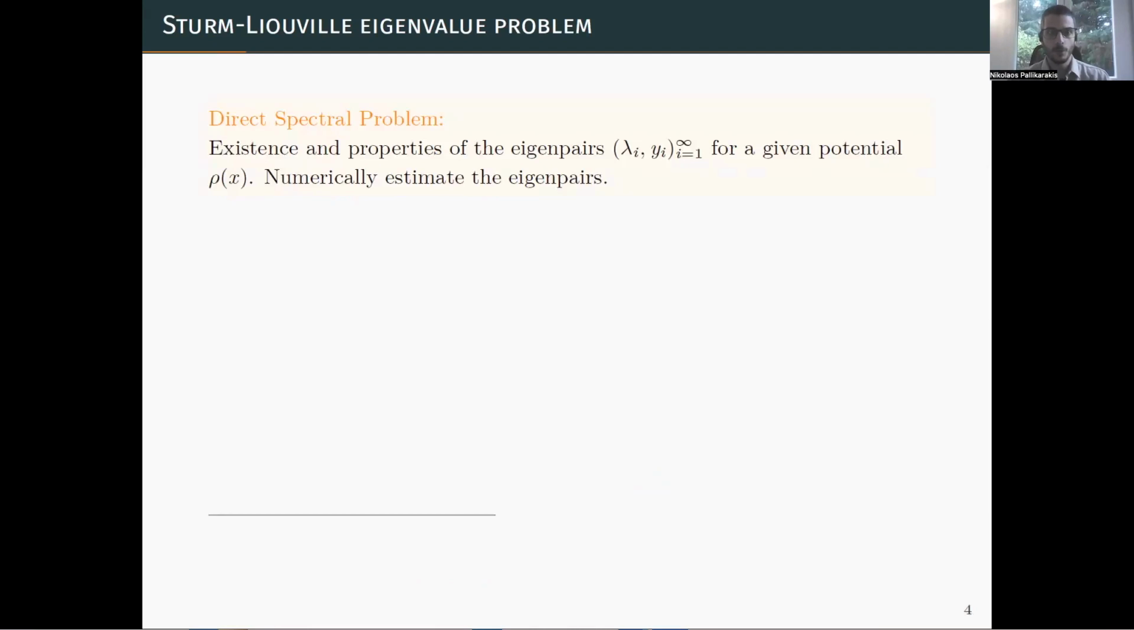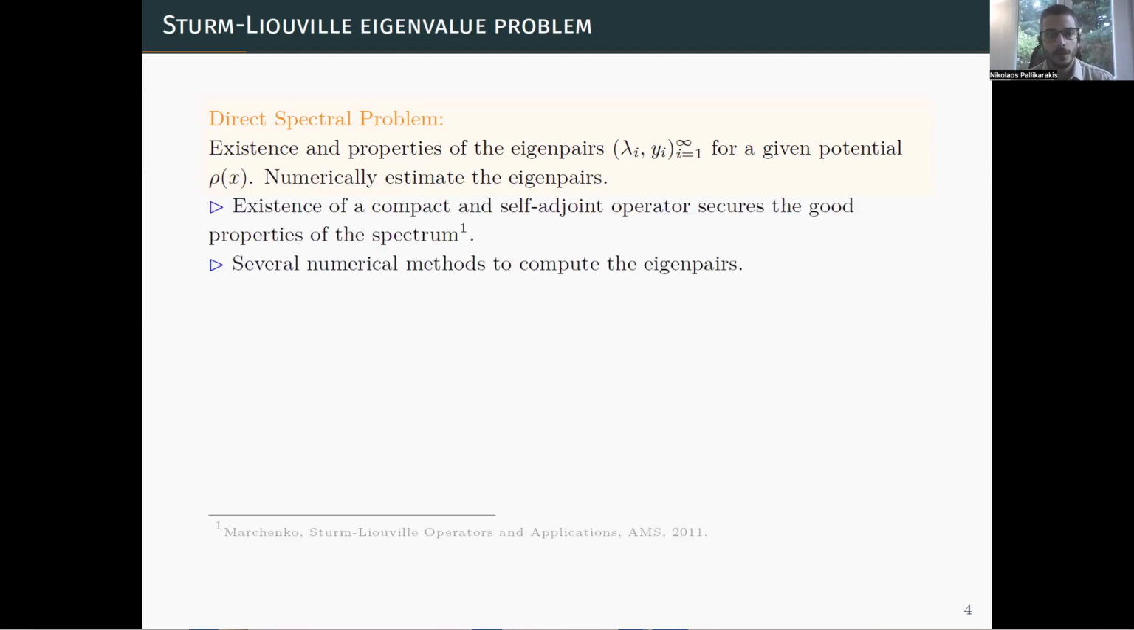So for this specific problem, when we study the direct problem, our aim is to study the existence and the properties of the eigenpairs for a given potential, while also we're interested in numerically estimating the eigenpairs. And it's well known that this problem satisfies some very good conditions because there exists a compact self-adjoint operator associated with this differential equation. And as a result, a lot of numerical methods have been developed to compute the eigenpairs.